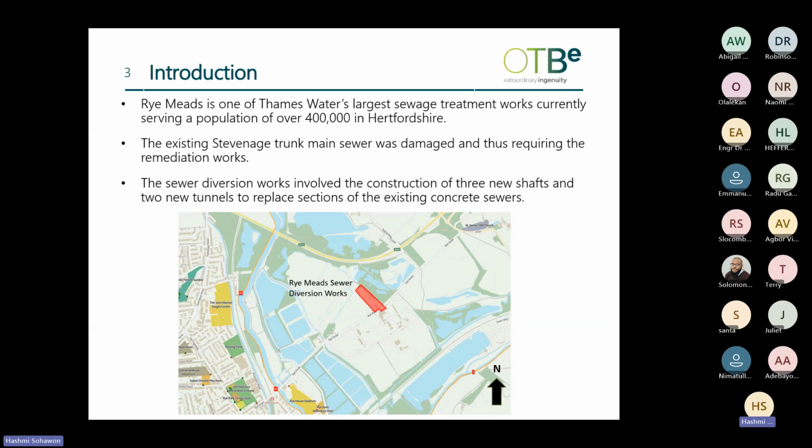The sewer diversion works involved the construction of 3 new shafts and 2 new tunnels to replace the existing section, which is concrete sewers that were discontinued.